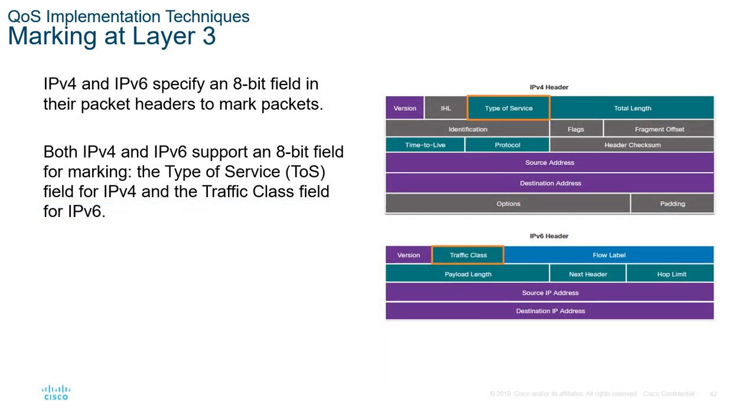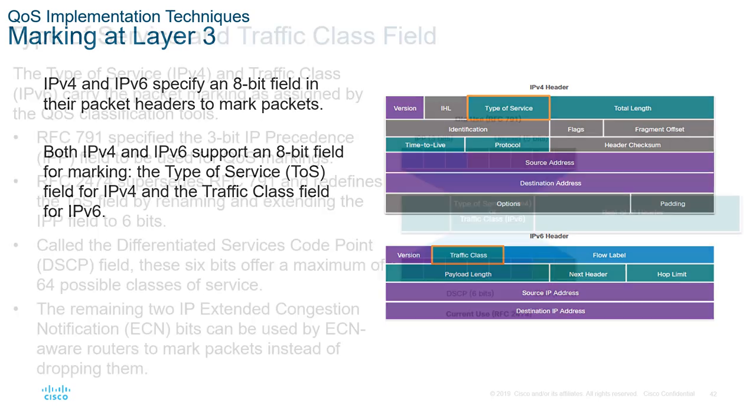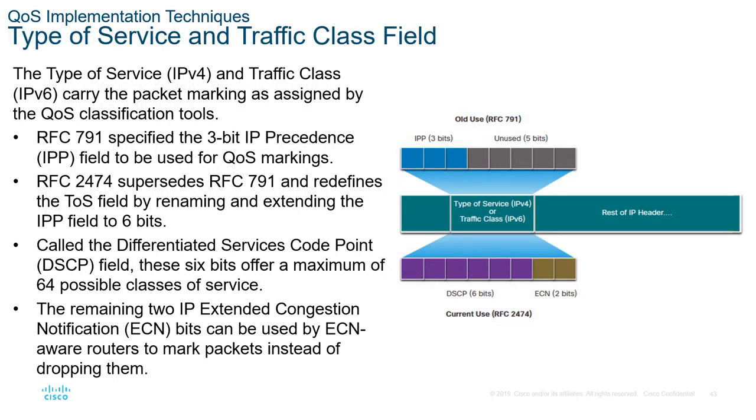If we're doing marking at layer 3, for example, we are looking at the type of service. If we're looking at an IPv6 header, it's called traffic class, but it's essentially the same as type of service. With the type of service and traffic class, we're basically carrying the packet marking as assigned by the QoS classification. This is done through the differentiated services code point, the DSCP field. These 6 bits will offer a maximum of 64 possible classes. So we can have the different classes set up and you can define what types of classes. There are 64 possible classes. The remaining 2 bits are called the IP explicit congestion notification, ECN, bits, and they can only be used by ECN-aware routers, and this allows marking of packets instead of dropping them.